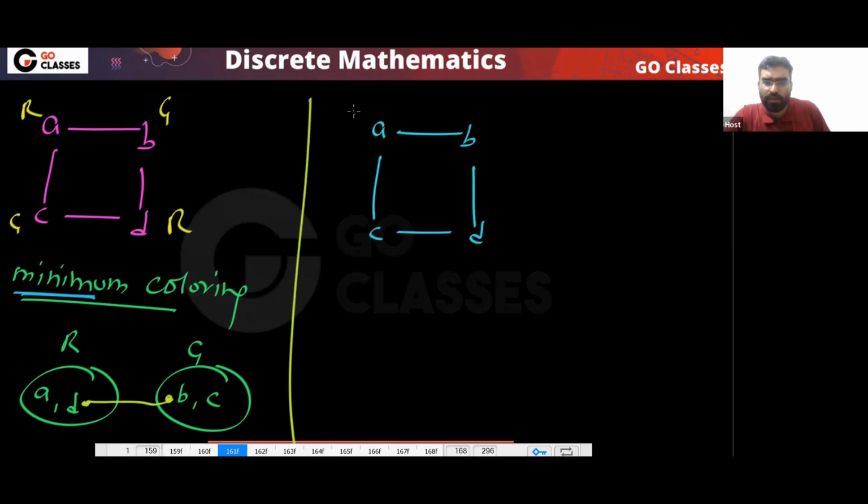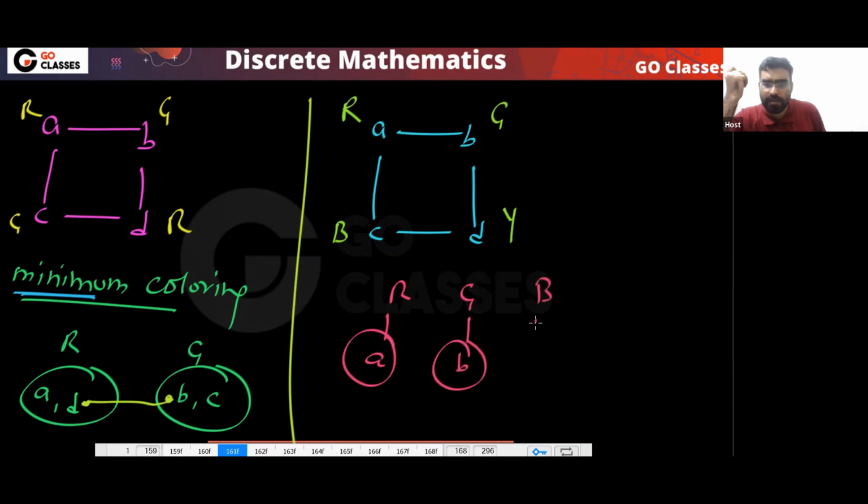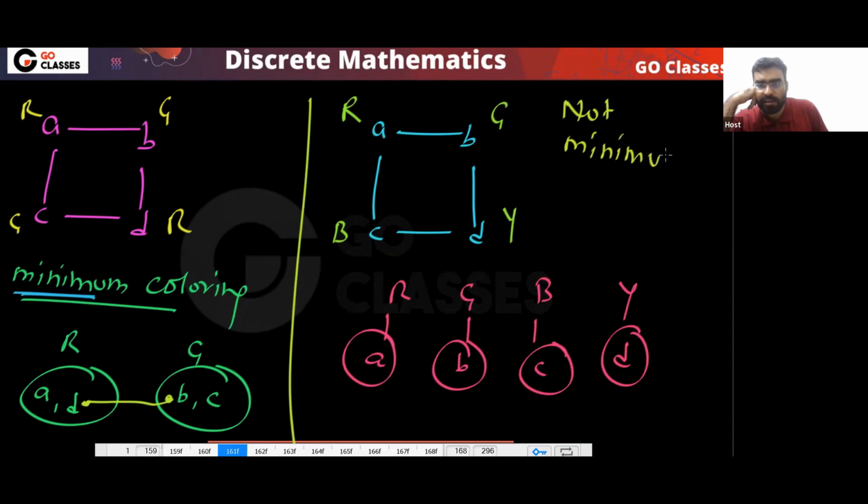If you don't do minimum coloring, for example, color number 1 here, color number 2 here, color number 3 here, color number 4 here. Let me give some other colors: red color here, green color here, blue color here, and yellow color here. So you can notice the red color class is this, the green color class is this, the blue color class is this, and the yellow color class is this. Now there is no guarantee. This is not minimum coloring.